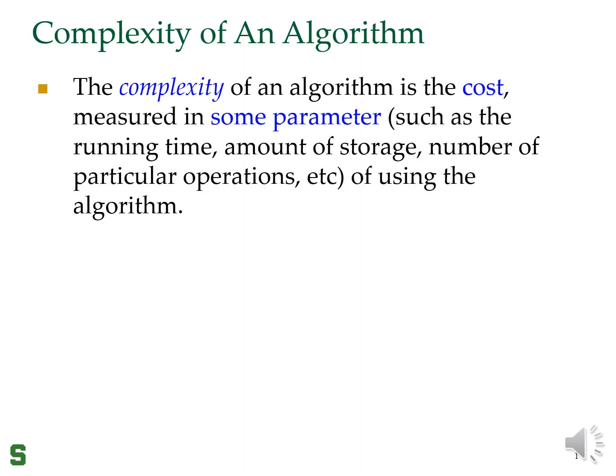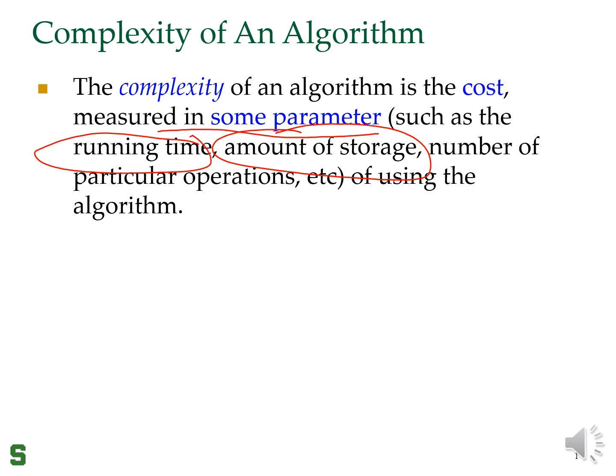So, what is the complexity of an algorithm? The complexity of an algorithm is the cost of the algorithm measured in some parameter. Now, generally, we have two parameters that we care about: how long it takes and how much storage, how much memory you need.